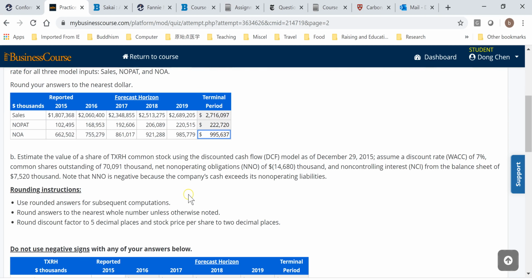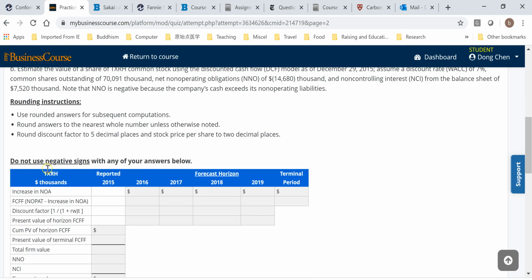And B, estimate the value of a share of TXRH common stock using the discounted cash flow model. So we assume a discount rate of 7%, the common shares outstanding, and the net non-operating obligations, which notice here is a negative number. But here it asks us to not use negative signs with any of your answers below. So when we input the NOO in the table here, we just put its absolute value. But when we do the calculation in Excel, we can put this as a negative number. Then we can subtract a negative number and it becomes adding a positive number.